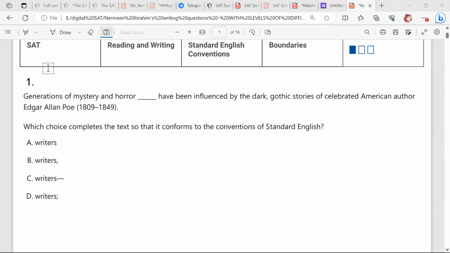Now we have generations, okay? I'm going to deactivate the chat box now. Generations of mystery and horror writers have been influenced by the dark Gothic stories of celebrated American author Edgar Allan Poe. So here I have the verb phrase have been influenced, and I must look for its subject: generations of mystery and horror writers have been influenced by.